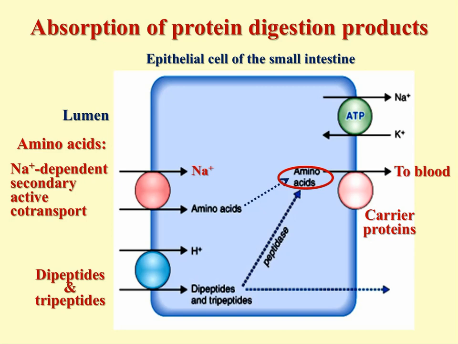Dipeptides and tripeptides also are transported into cells first, and then partially they can come to blood themselves, but mostly they are digested inside the cells into amino acids. And then these amino acids are transported by carrier proteins into blood. So transportation of protein digestion products occurs by secondary active transport, sodium dependent.